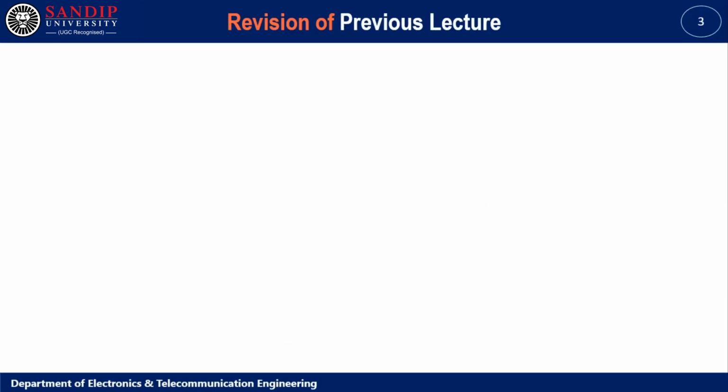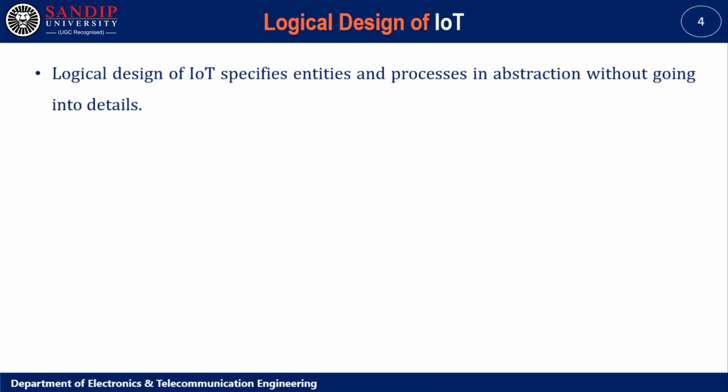Before starting with today's lecture content, let us revise the contents of the previous lecture. In the previous lecture, we discussed the physical design of IoT. Now let us discuss the logical design of IoT. Logical design of IoT specifies entities and processes in abstraction without going into details.